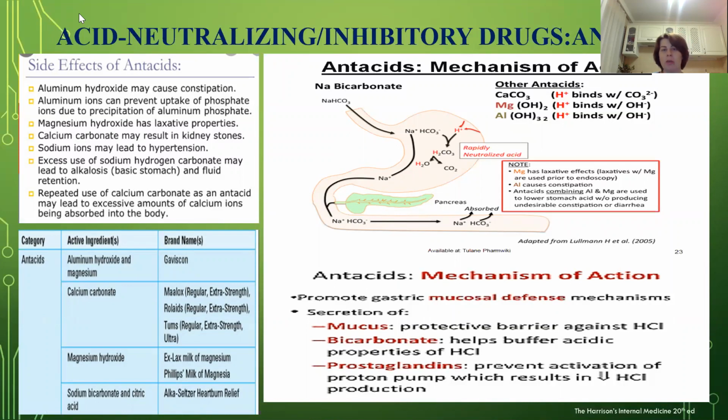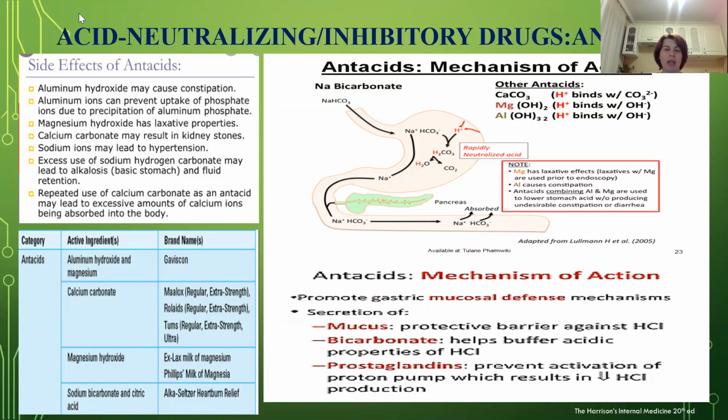Usually, except for eradication of Helicobacter pylori, we are using different drugs helping us to relieve the pain of the patient and to decrease the secretory part of peptic ulcer pathogenesis. One of them, and the most frequently used, are antacids, which promote gastric mucosal defense mechanism and secretion of mucus used as a protective barrier, bicarbonate, which helps to buffer acidic properties of H. pylori, and prostaglandins, which can prevent activation of the proton pump, which results in decreasing acidity too.